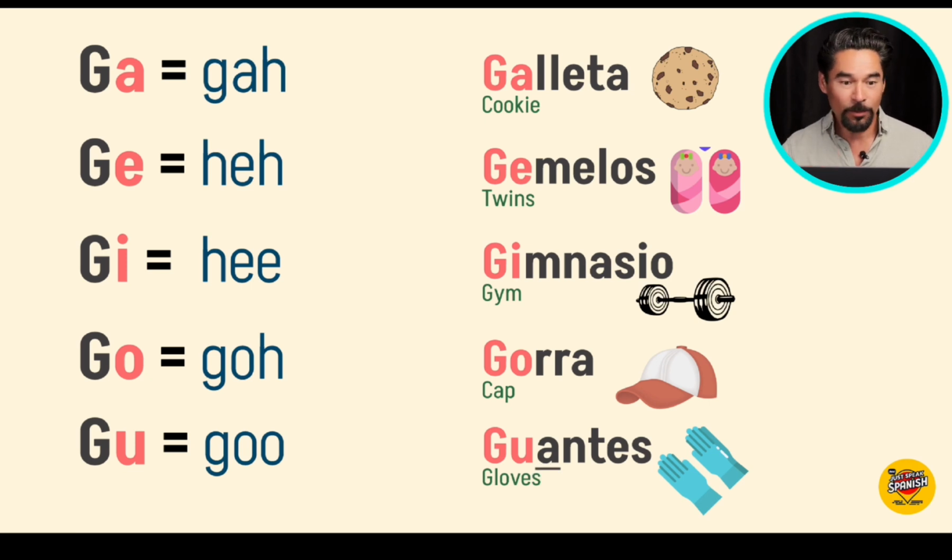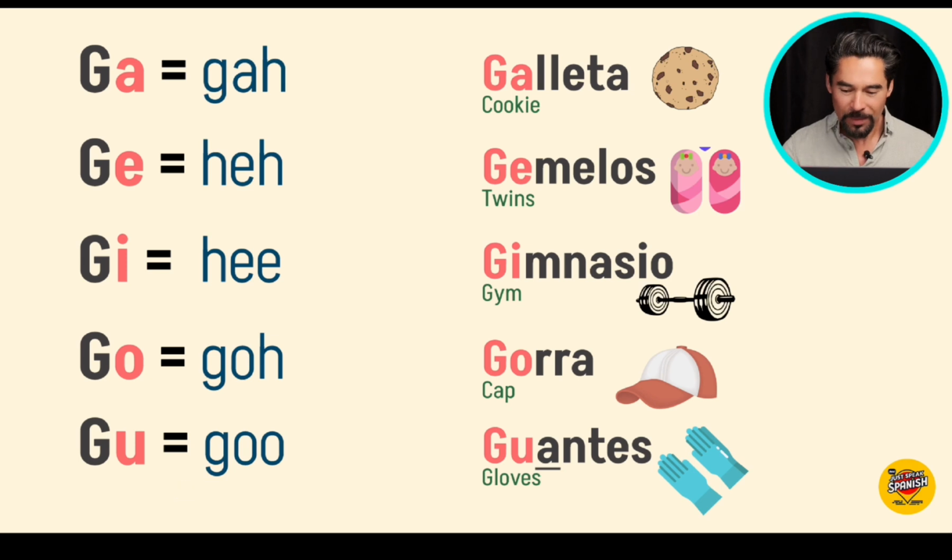Okay? So now let's do a quick review again. We have G-A, ga. We have G-E, ge. We have G-I, he. We have G-O, go. And finally, we have G-U, gu.